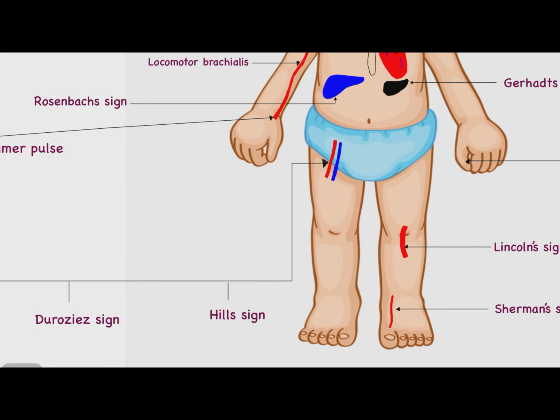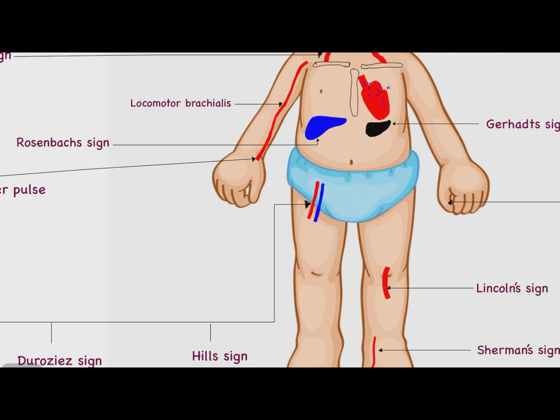The other sign is Hill sign. In Hill sign we take the upper limb blood pressure and the lower limb blood pressure, and if there is a difference of more than 20 mm of mercury, it is a positive Hill sign. It is also used to note the severity of AR. If it is more than 20 it is mild, if it is more than 40 it is moderate, and if it is more than 60 mm of Hg then it is severe AR clinically.